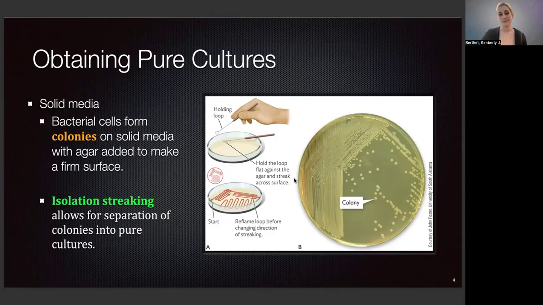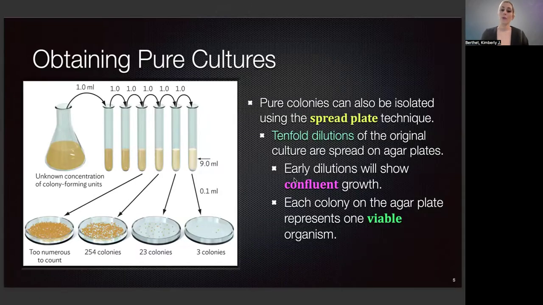Okay. If we want to look at obtaining pure culture and we want to count our viable colonies, what we can do here is a dilution plate. So we can take our sample as a liquid broth and we can dilute it. We can take 1 ml out of here and add it into 9 ml. So that's a 1 to 9 dilution. So it's a 10% concentration that we're adding each time. We do this over and over again.